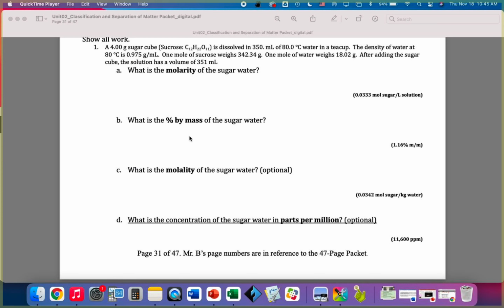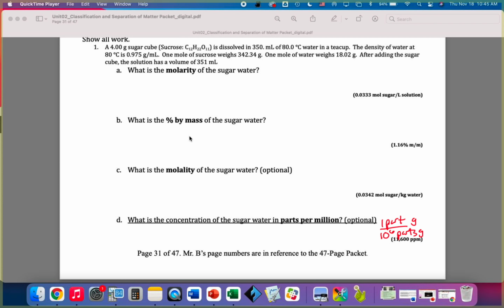What is the concentration of the sugar water in parts per million? So parts per million, if you look at the definition, it's kind of like percent, but rather than parts per hundred, it would be parts per million. So 1 part and 10 to the 6th parts on the bottom. So whatever that part is, it could be grams divided by grams. It could be milliliters divided by milliliters.